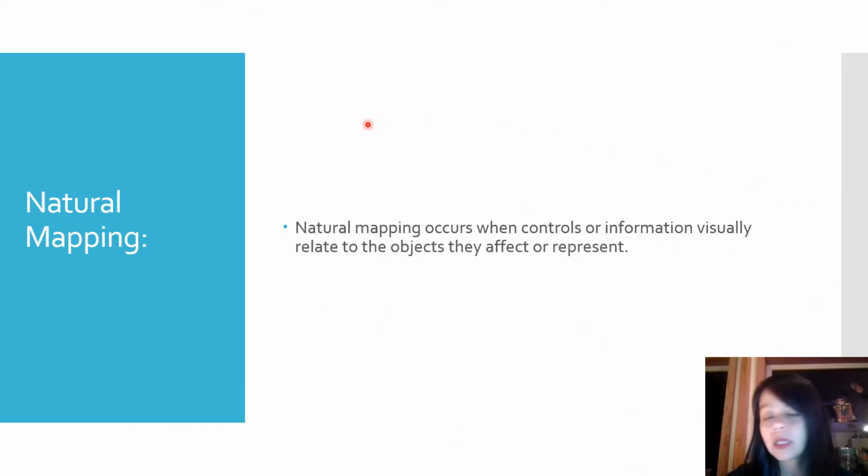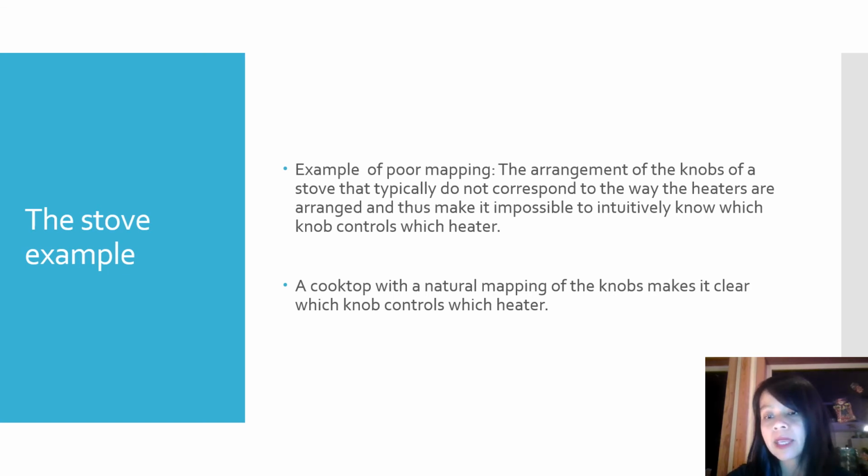So we start out looking at natural mapping. The assigned reading looks at natural mapping. Natural mapping occurs when controls or information visually relate to the objects that they affect or represent. Okay, so visually relates, that visual relation. So the example always used when we talk about mapping is the arrangement of knobs on the stove, right?